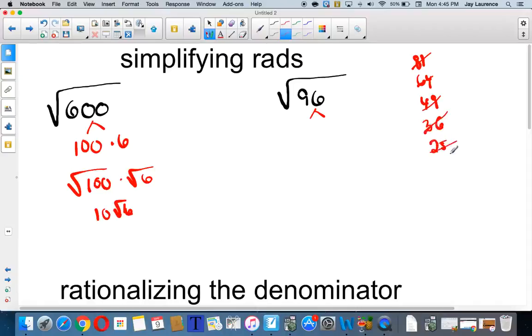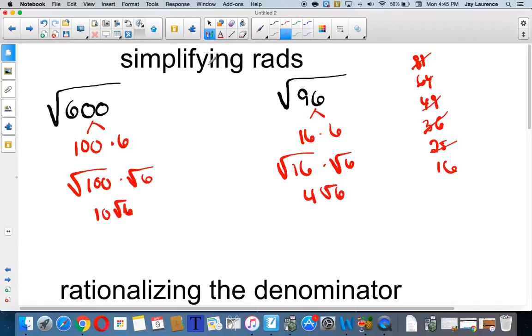25, no, that's not going to work. 16, that's an interesting one. Let me see, 16 times 6, yeah, I think that's going to work. So I'm going to have the square root of 16 times the square root of 6, and it should be 4 rad 6. Now, by the way, that's just a coincidence that they're both rad 6.